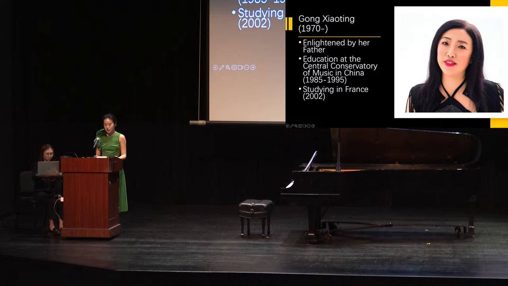Gong Xiaoting, the Chinese composer, was born in 1970 to a musical family of Beijing. She started to study the art of composition from an early age. She was influenced by her father, Gong Yaonian, who is a renowned composer and theorist in China. In 1988, she was admitted into the Central Conservatory of Music in China, where she received her bachelor's and master's degrees in composition over the course of 7 years.